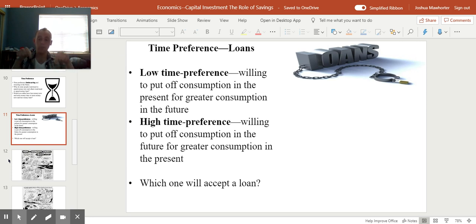The high time preference wants the money in the present. So they want the loan to be able to do something. And they recognize that they, by using the money in the present, will have to pay off the original amount of money plus more, the interest, in the future. They will have to pay it back. So that's what a loan is. And that's how high time preference, low time preference works.